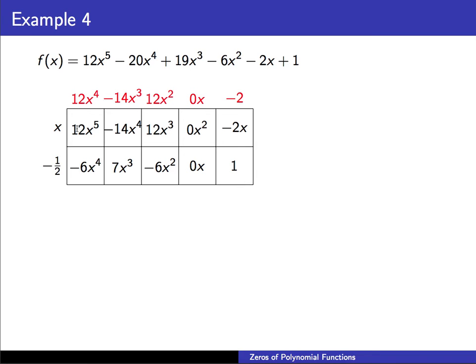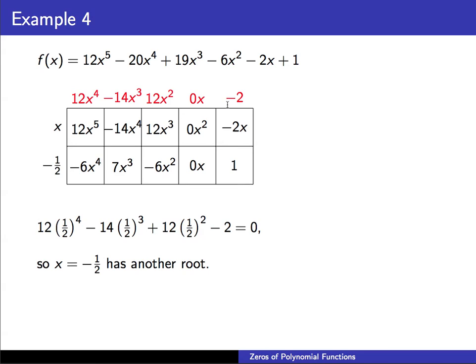So whittling this down a degree, we have 12x to the fourth minus 14x cubed plus 12x squared minus 2. Now, if we evaluate that at x equals negative a half again, we get 0. So x equals negative half has yet another root.